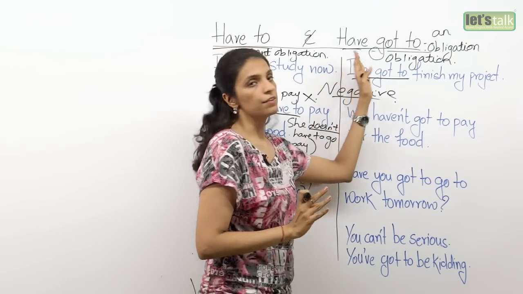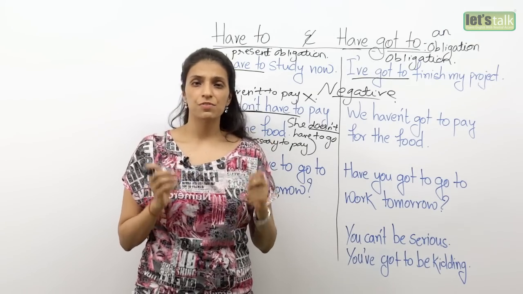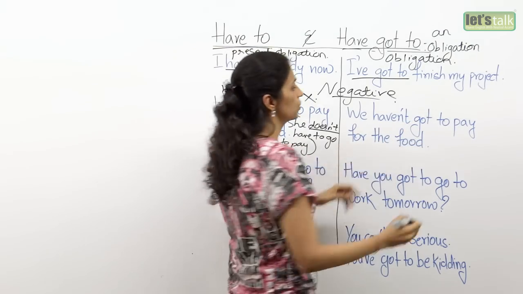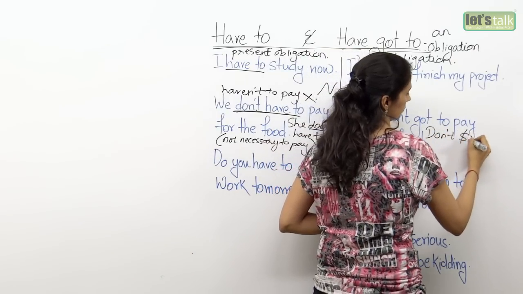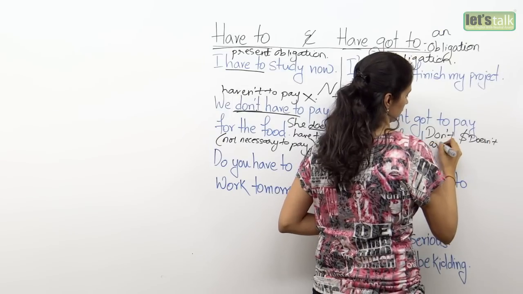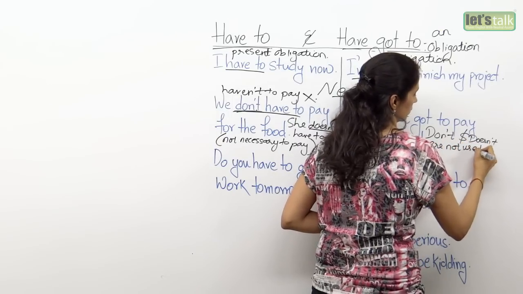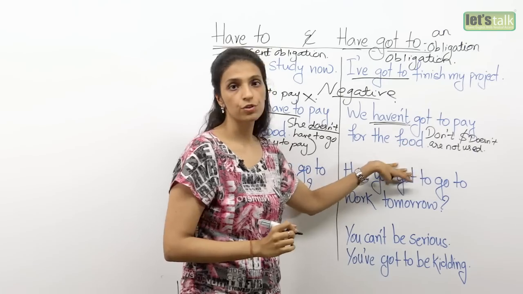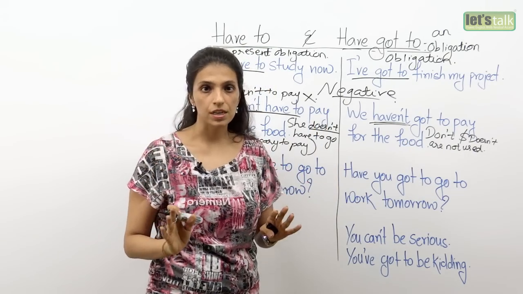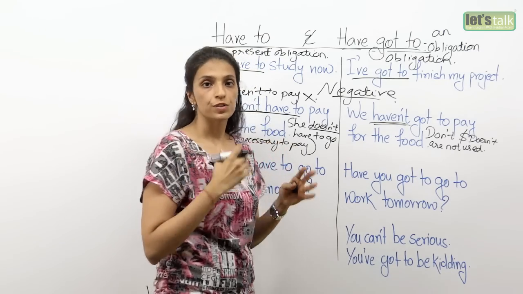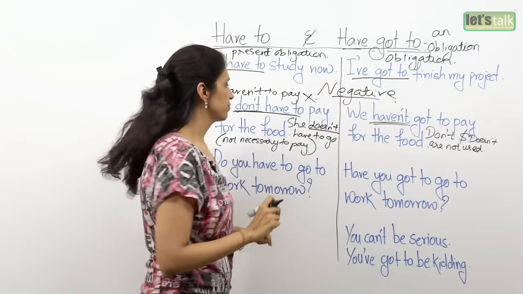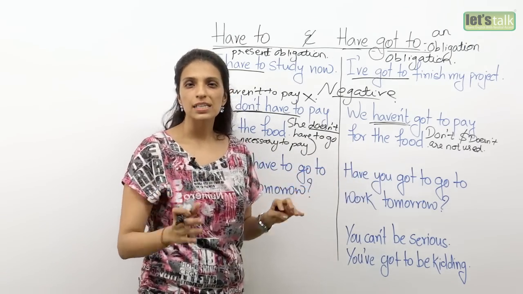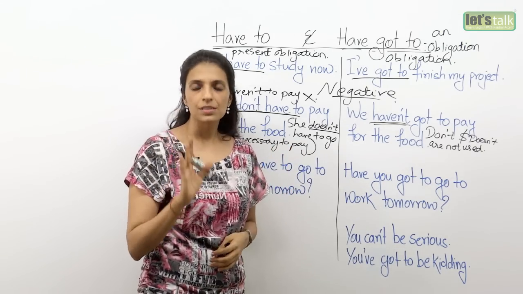Now with the structure have got to, using the negative is not common. It's a very uncommon way of saying it, but it is correct. We haven't got to pay for the food. Here you will not use don't and doesn't. You put the negative with haven't, have to make it haven't. We haven't got to pay for the food. This is not incorrect, it is absolutely correct, but a very uncommon way of using it in the negative. Generally, people prefer using this structure: we don't have to do this, you don't have to do that. We haven't got to do it, you haven't got to do that is a very uncommon way of saying it, but it is correct.